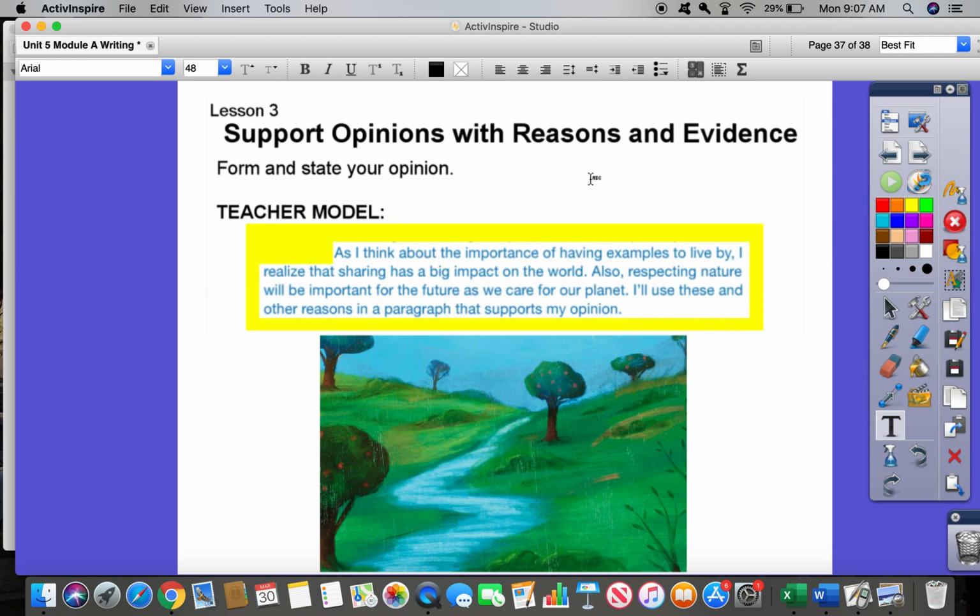So I'm going to show you an example of what you might write. I'll read it out loud. It says, as I think about the importance of having examples to live by, I realize that sharing has a big impact on the world. Also, respecting nature will be important for the future as we care for our planet. I'll use these and other reasons in a paragraph that supports my opinion.